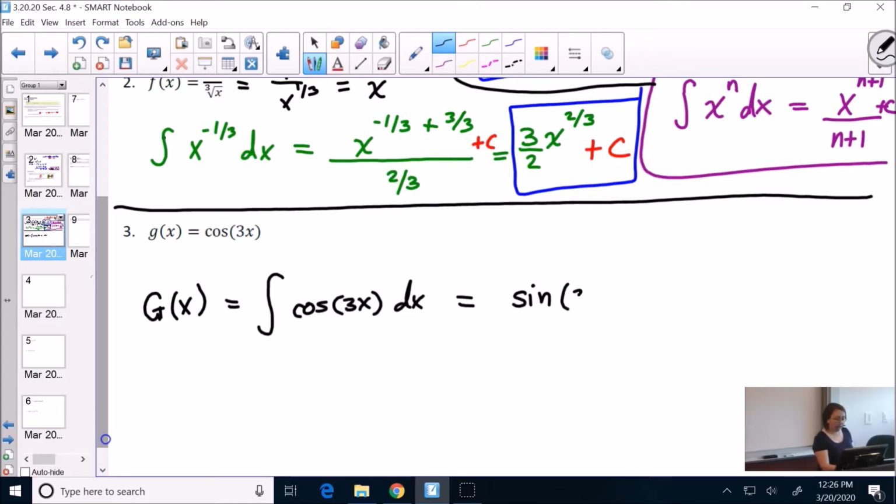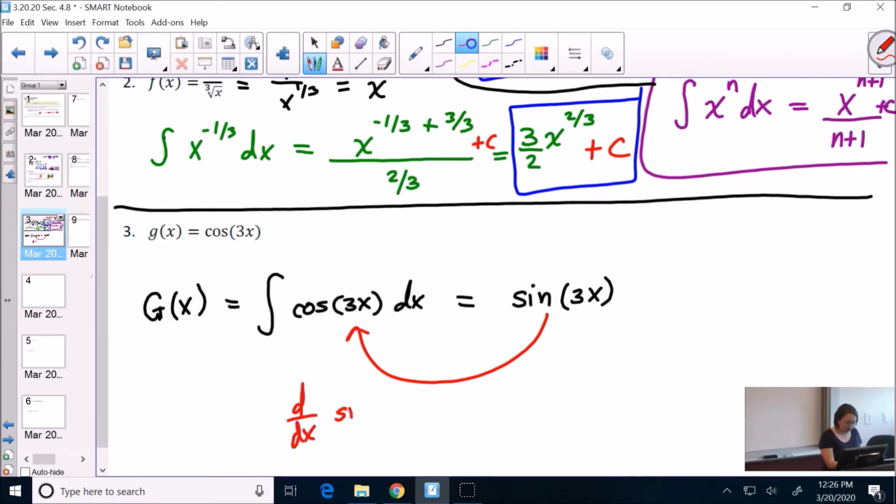And the inside, remember, has to stay the same. Uh-oh. Wait a second. All right, we're going to check our work. We're going to take the derivative. The derivative of sine is cosine. No negative needed. We're good. We got exactly what we wanted. We have this 3x. So let's review. What is the derivative of sine of 3x?